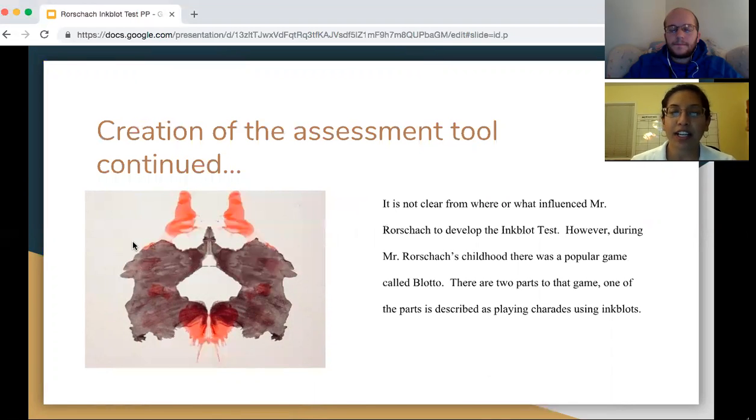It is not clear from where or what influenced Mr. Rorschach to develop the Inkblot test. However, during Mr. Rorschach's childhood, there was a popular game called Blotto. There are two parts of that game. One of the parts is described as playing charades using Inkblot.